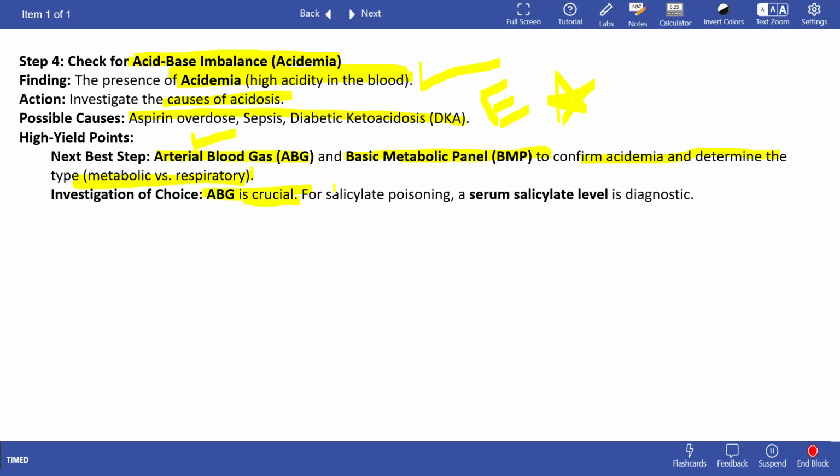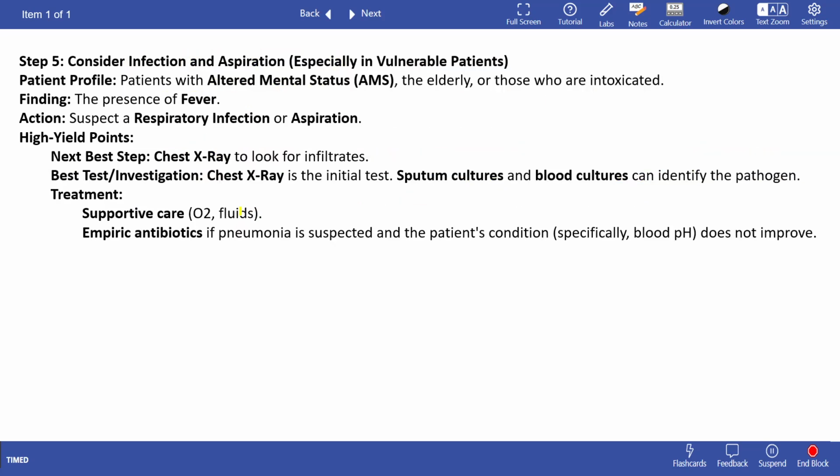And if we are suspecting salicylate poisoning, then we go for serum salicylate level. But we usually don't go towards this route. Salicylate poisoning questions usually present with the patient presenting, and we have to stabilize this patient, usually by giving sodium bicarbonate or any other antidote.